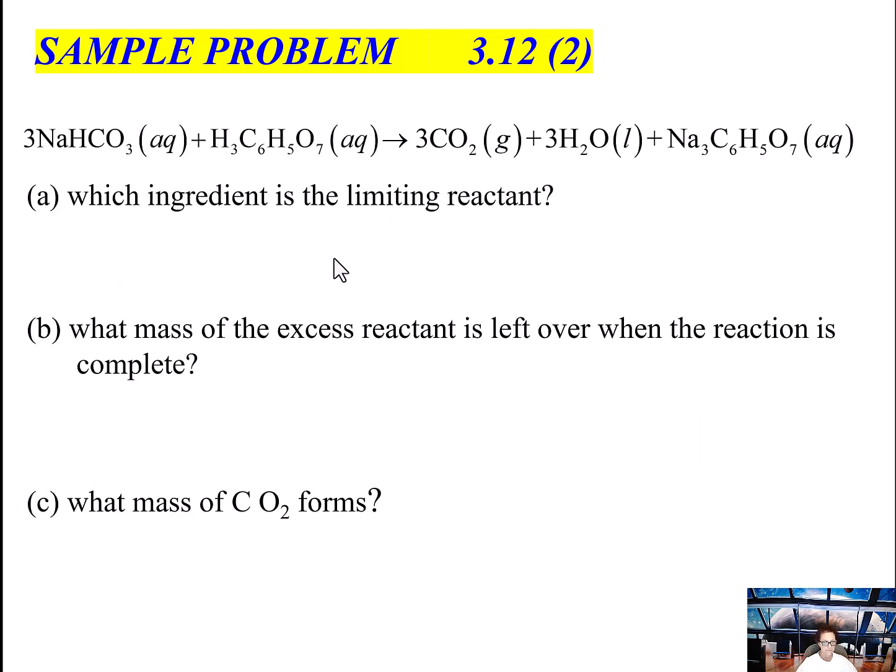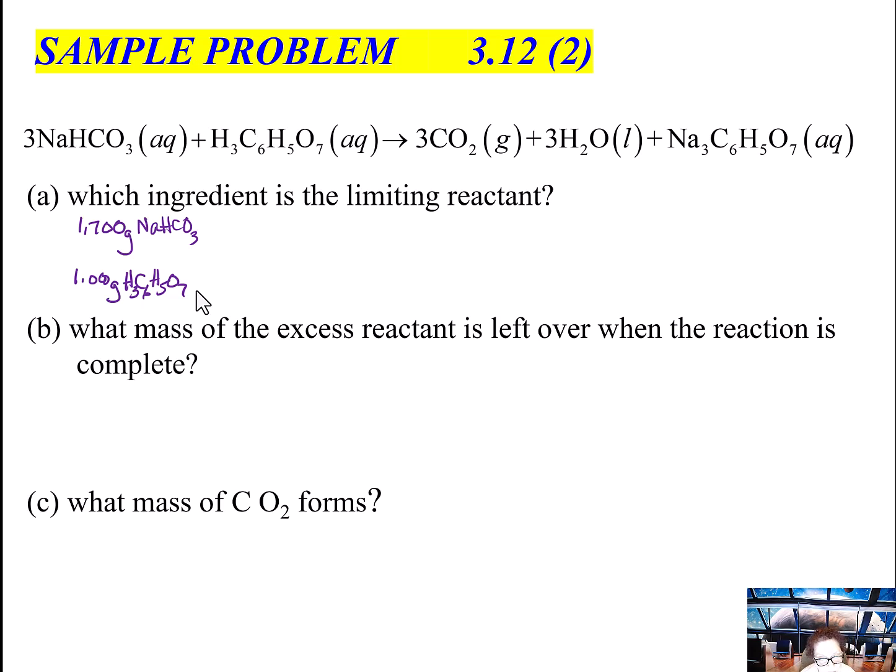Which ingredient is the limiting reactant? So what I'm going to do is calculate what we're making, CO2. How much CO2 we can make from each one of those first. So the first one I had 1.700 grams of the sodium bicarbonate, and I had 1.00 grams of the citric acid, which is H3C6H5O7. All right, so I've got to see how much CO2 I could make.